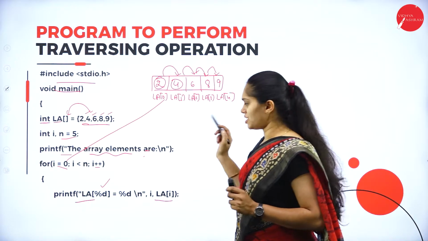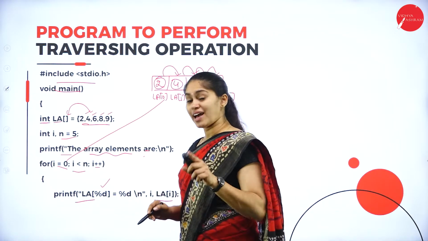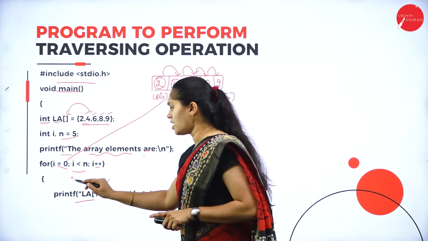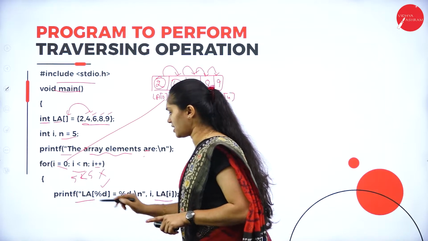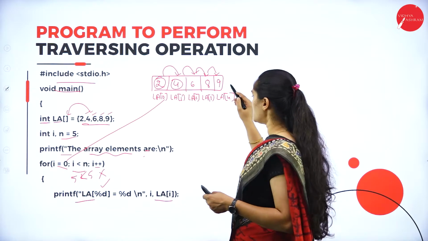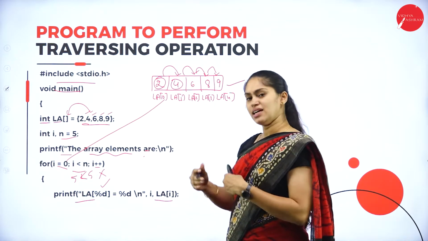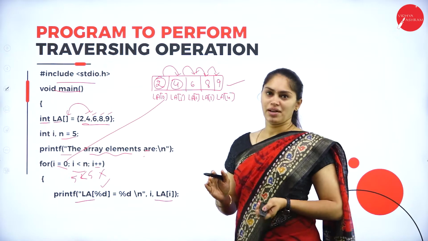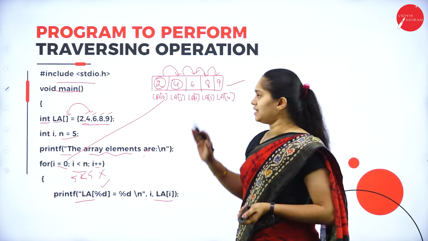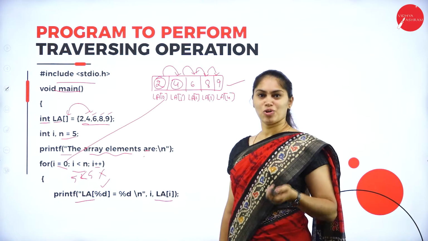When it reaches this position, 5 is not lesser than 5, so at that time the condition will be false. So it won't go for further elements, it will just come out of the loop. So this is how each element will be visited in this traversing method. I hope you all understood.